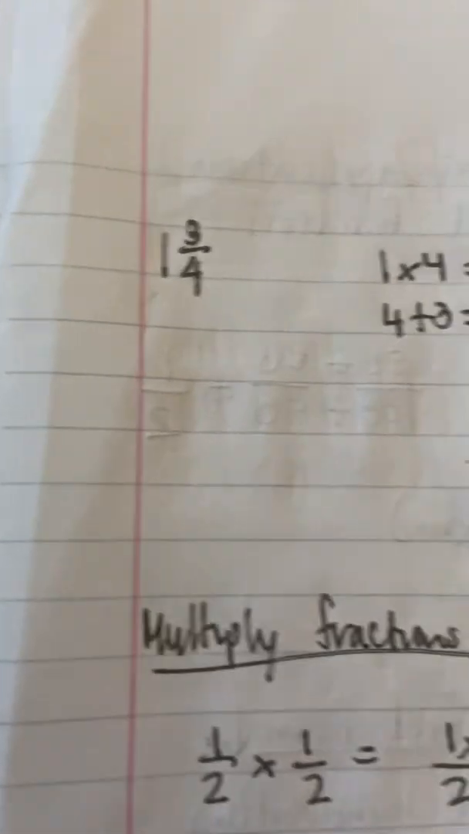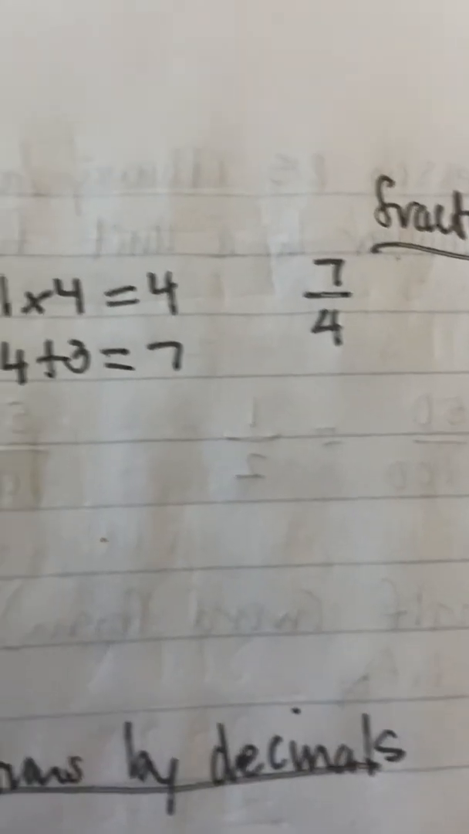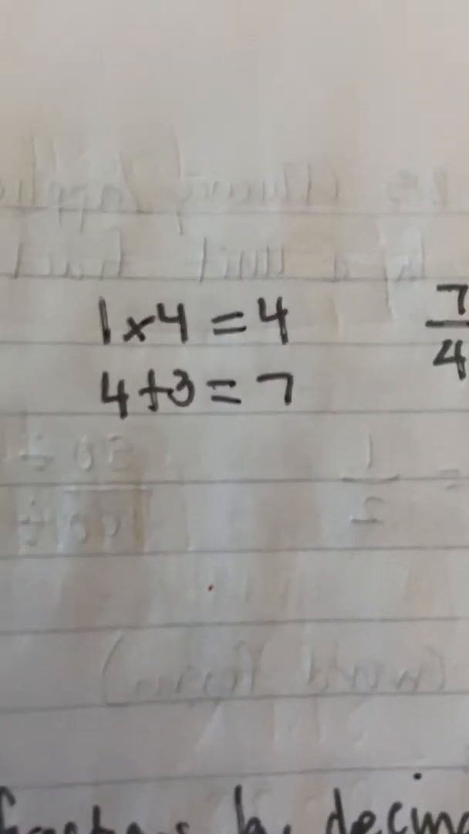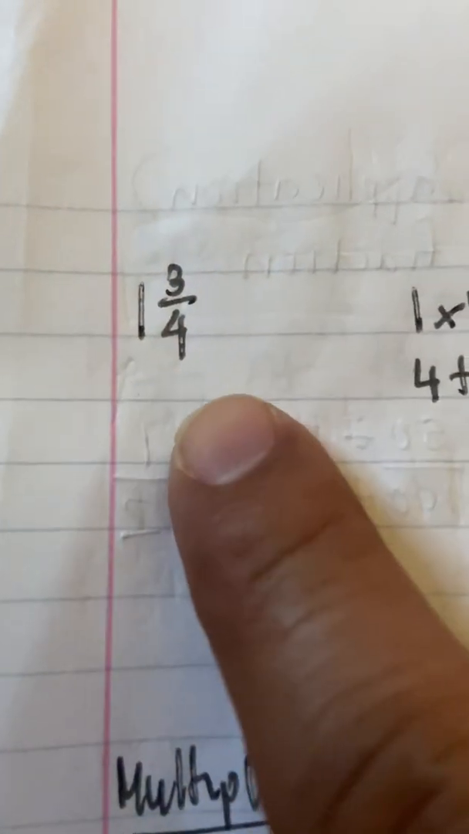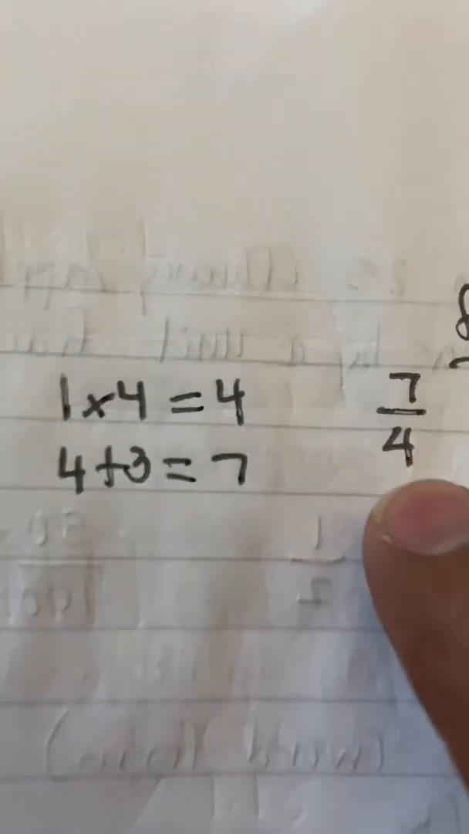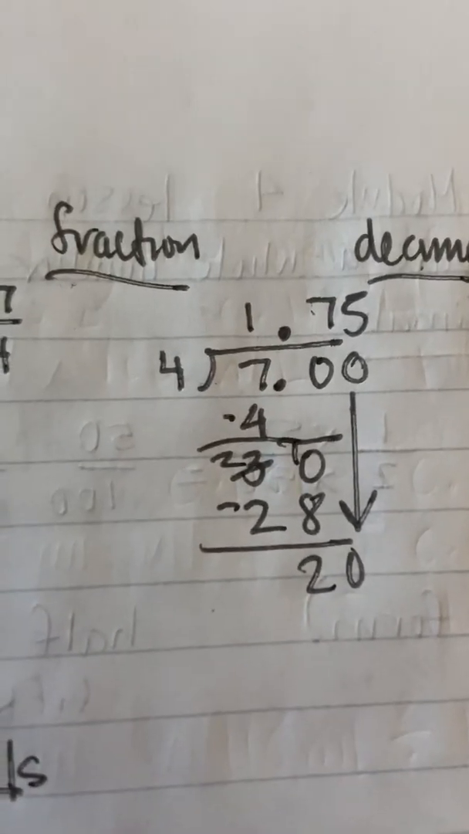Okay, let me turn the page to my notes here. If you got in your fraction form 1 and 3/4, I'm going to turn that mixed number into an improper fraction. I'm going to do that first by multiplying the denominator 4 times 1. 1 times 4 is 4. Add my numerator of 3. 4 plus 3 is 7, so it becomes 7/4. So that's my fraction. Now I'm going to turn that into a decimal.